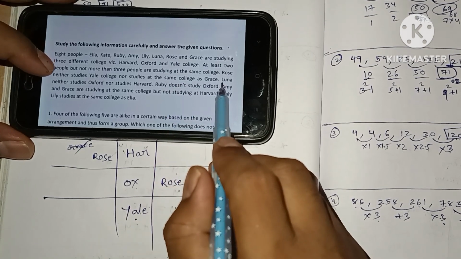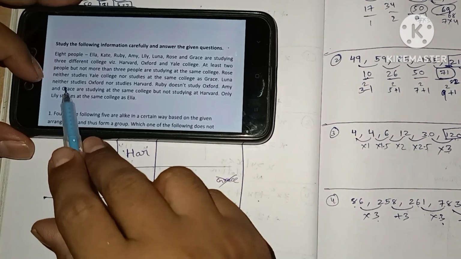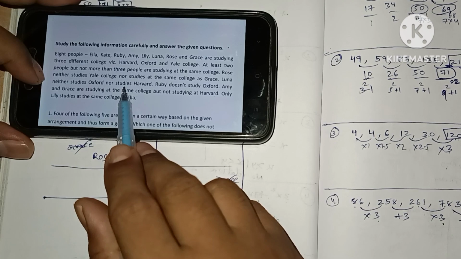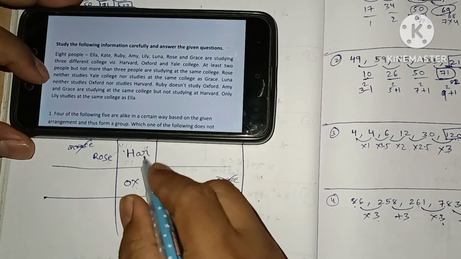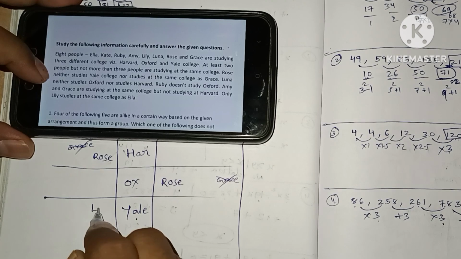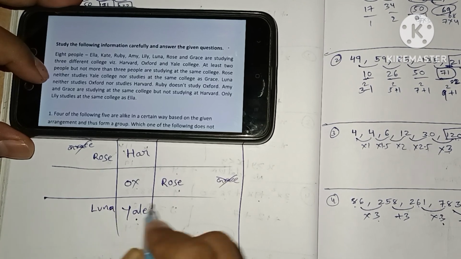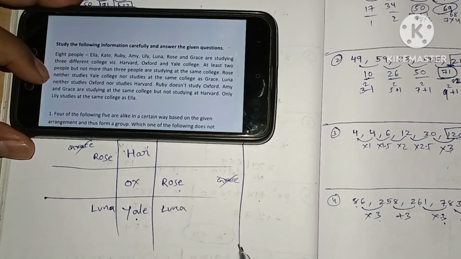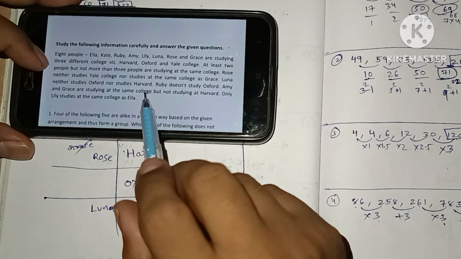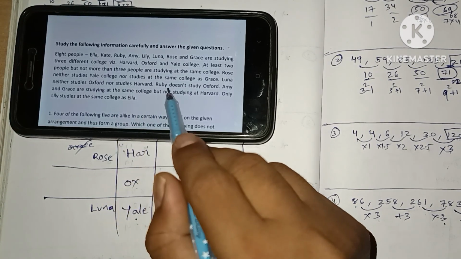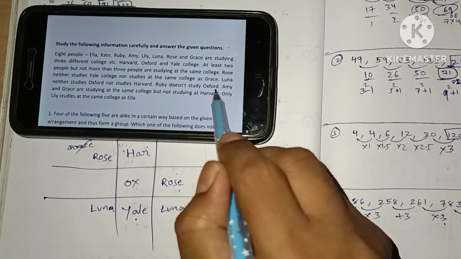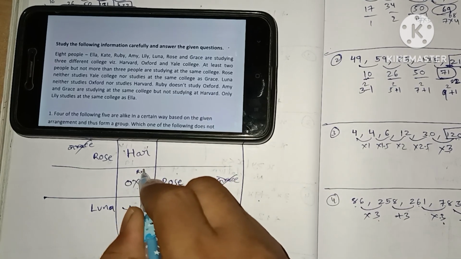Next, Luna neither studies Oxford nor studies Harvard. Luna does not study in these 2 colleges, which means Luna studies in Yale only. Next one: Ruby does not study Oxford. So Ruby does not study in Oxford.